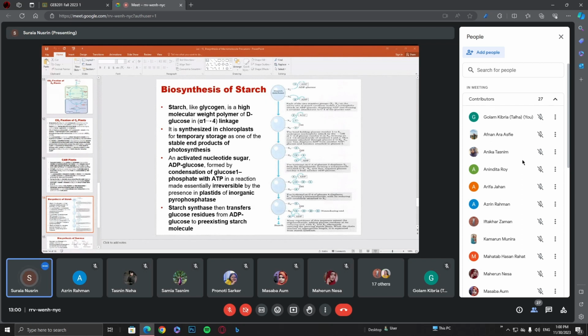This is the way it will go on, adding the sugar residues one by one, and that will elongate the starch polymer by the enzyme starch synthase.